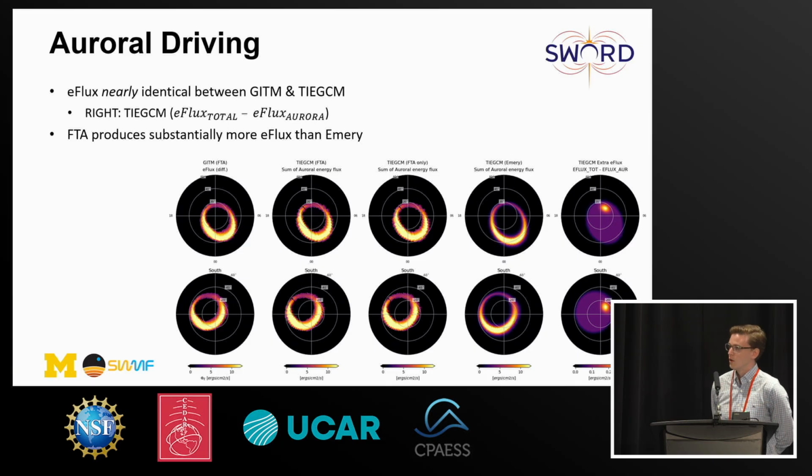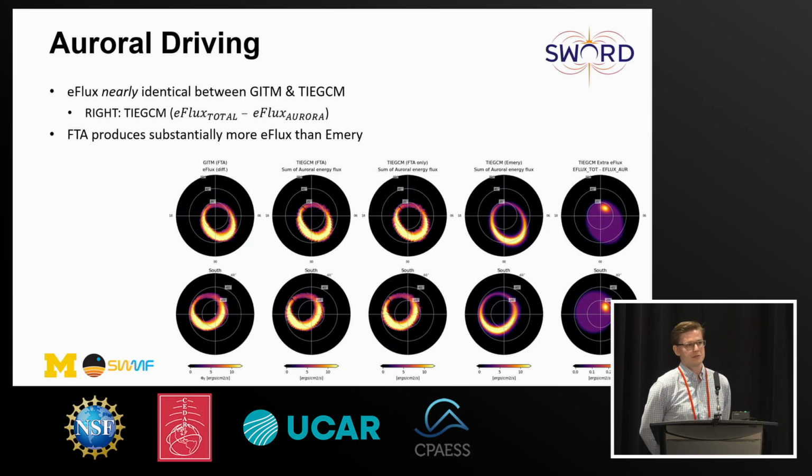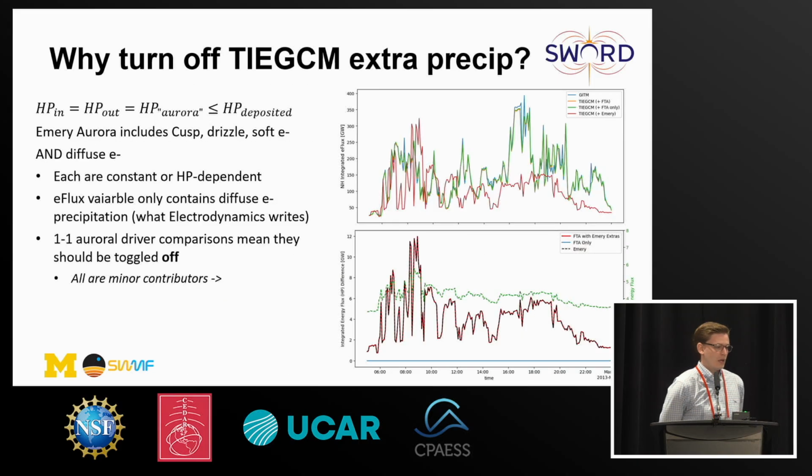So the runs that we're actually comparing to GITM are the ones with FTA only, where we turned off the cusp, the drizzle, and the soft electrons. Interestingly also, FTA is driven by different inputs, so we have substantially more electron flux, energy flux, than from the Emory model, and that is especially seen here.